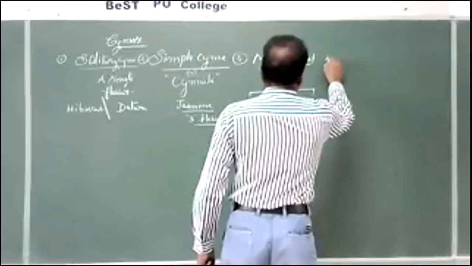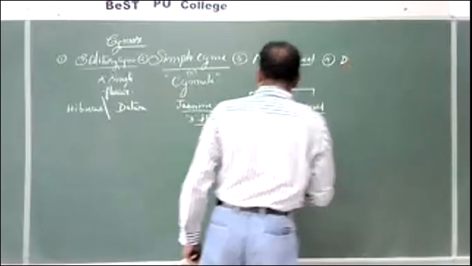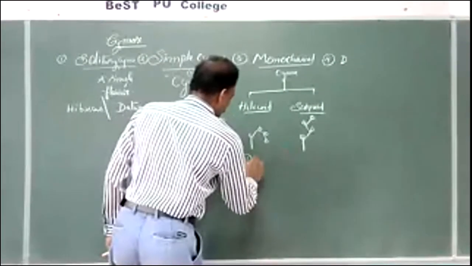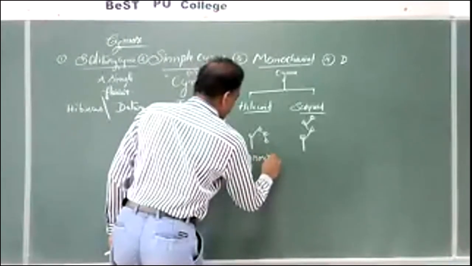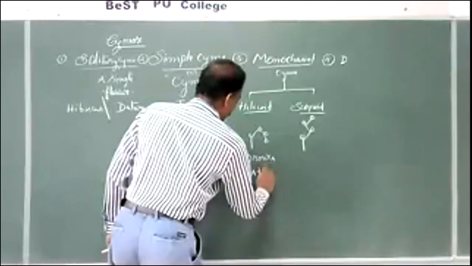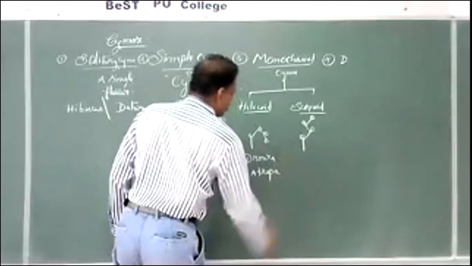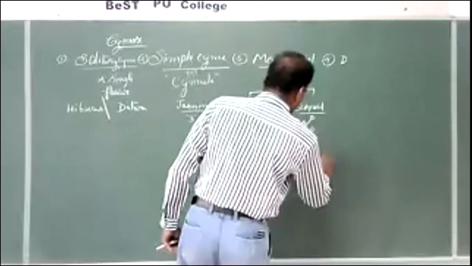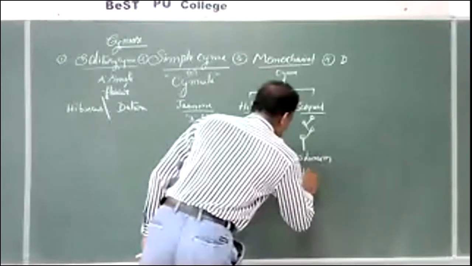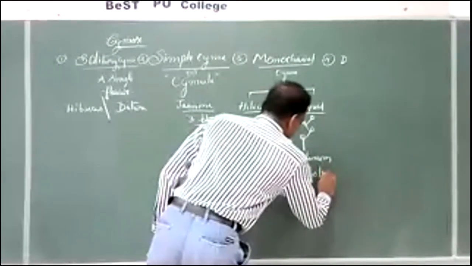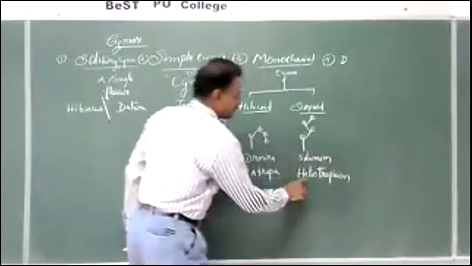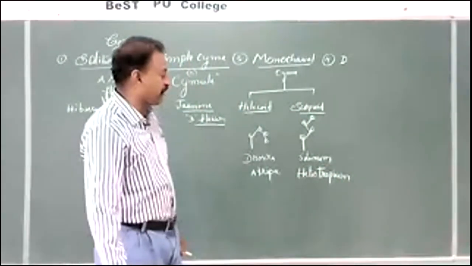For these examples we have seen Drosera, Atropa. Here we have seen Solanum, Heliotropium.